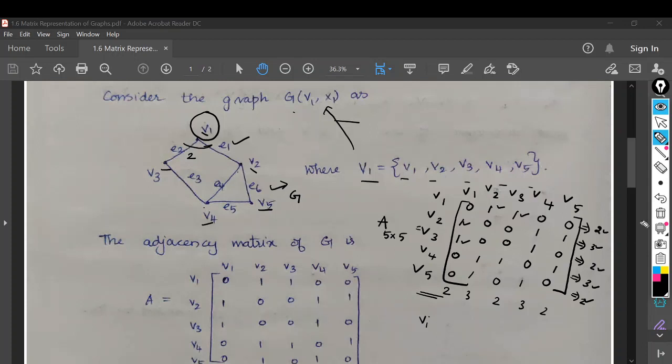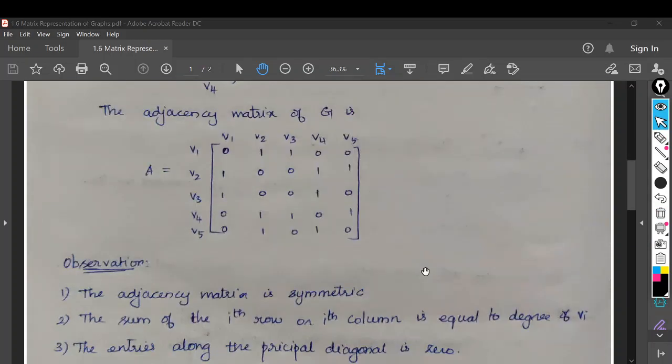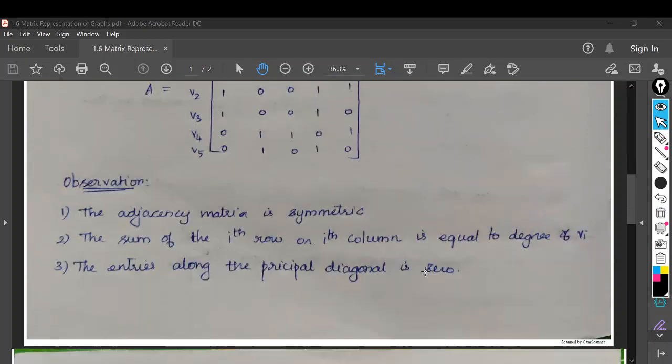Okay, let us move further. So these are the things that we have observed. The adjacency matrix is symmetric. The sum of the ith row or ith column is equal to the degree of the vertex Vi. The entries along the principal diagonal are always 0. So those are the observations that we have made. So this is all about your adjacency matrix.